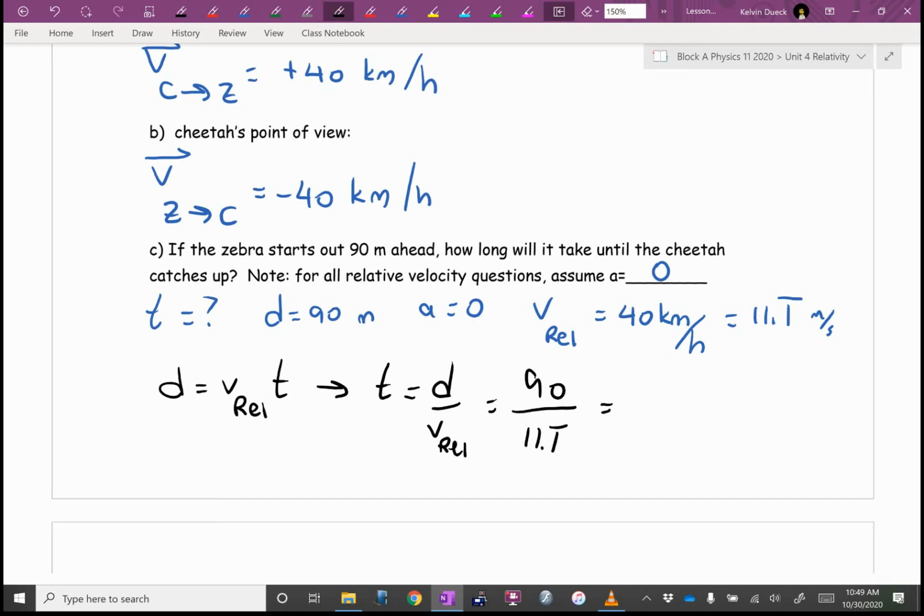What'd you get? 8.1? Oh, nice. Units? Okay. So, if safety for the zebra is 8.0 seconds away, zebra lives. If safety for the zebra is 8.2 seconds away, lunchtime.